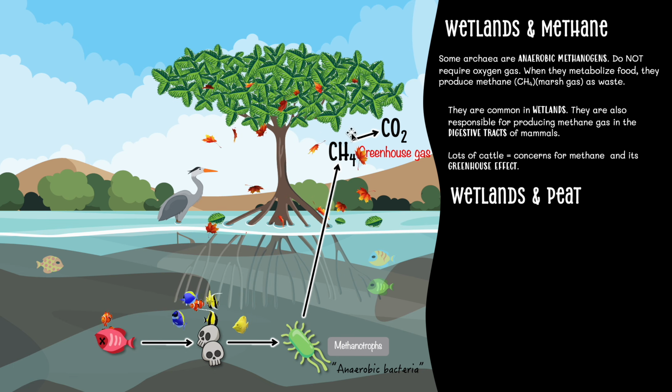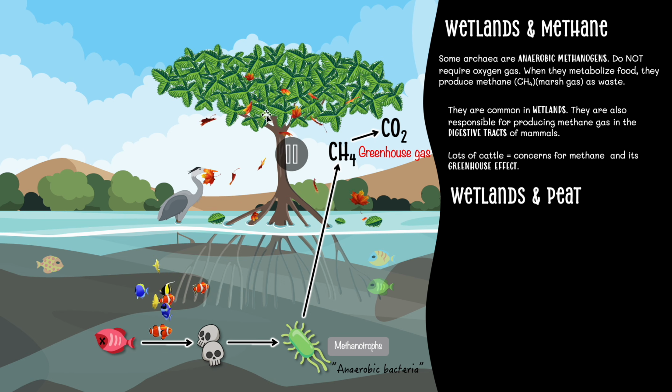Then they cause a lot of methane buildup in the atmosphere, just these cows, and they can contribute to our greenhouse gas and hence the greenhouse effect. So that's it for wetlands and methane production and how that relates to the carbon cycle a bit. Now we're going to talk about wetlands and peat.